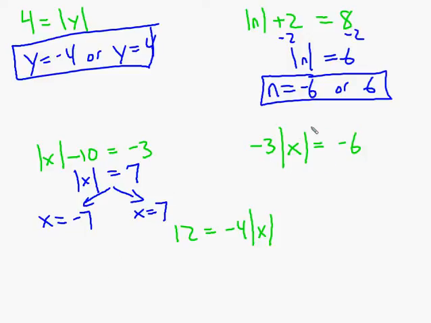What do I need to do first on this one? Add 3. Careful. This is -3 times, so I divide by -3. Now there's no inequality here, so I don't have to flip anything. Absolute value of x is 2, then what? You do those. x equals -2 or x equals positive 2. Yep.